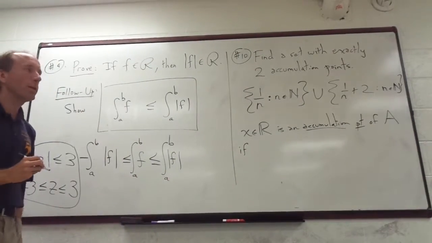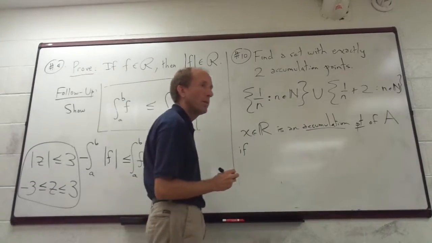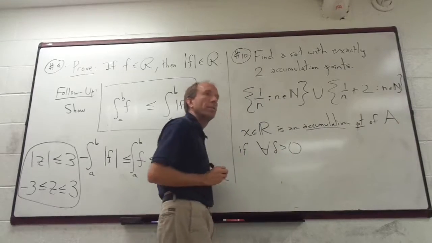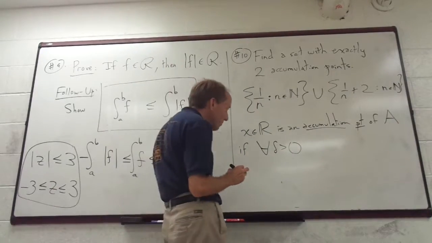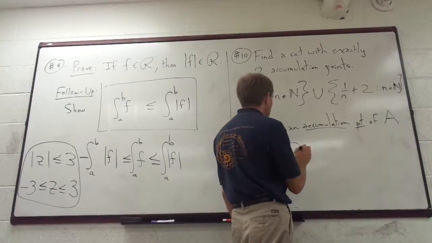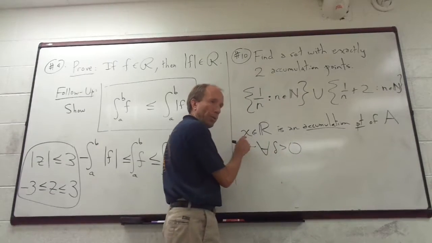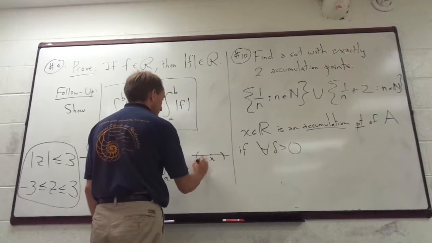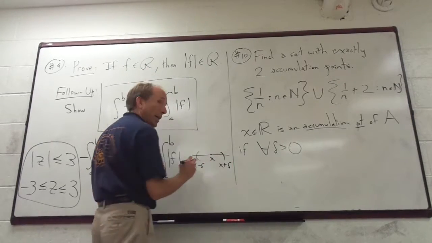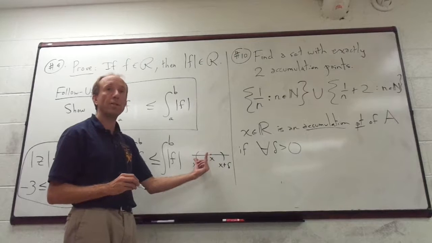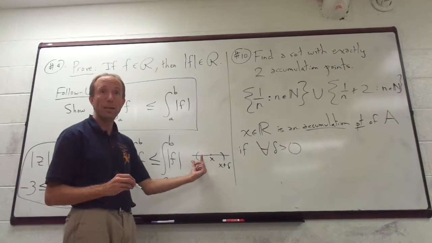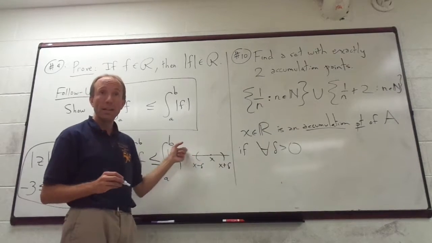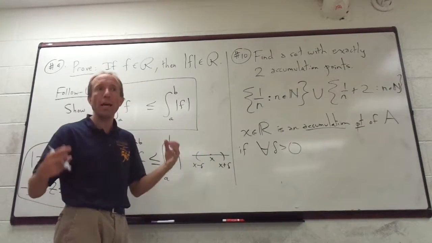do you remember what it is? For all neighborhoods, I'm going to refer to them as deltas. For all deltas greater than 0, and those are neighborhoods of x, by the way, so you're really talking about x minus delta to x plus delta. Each of these neighborhoods has to contain an element of A other than x, because x might be in A as well.